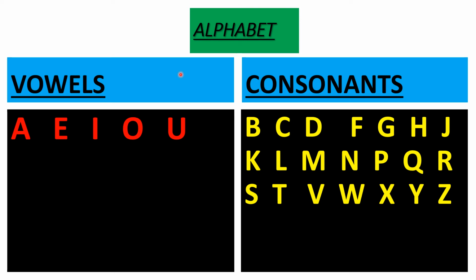There are 26 letters in the English alphabet family, and the 5 special letters are called vowels. Vowels are A, E, I, O, U. Once again, vowels are A, E, I, O, U.